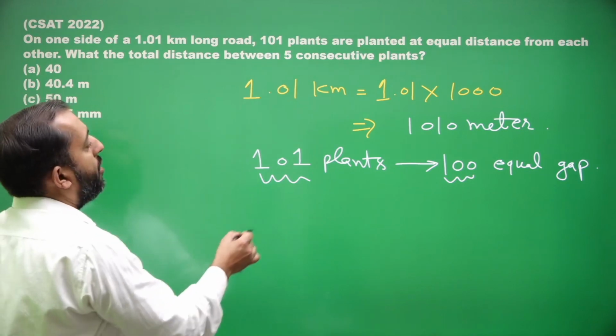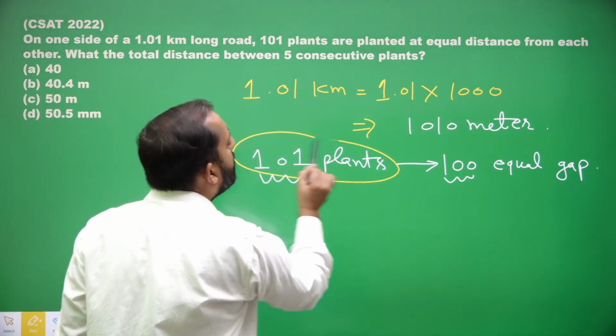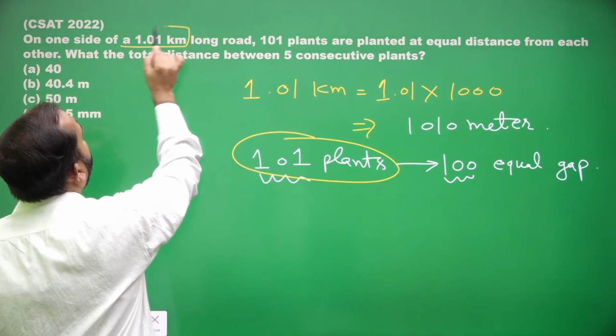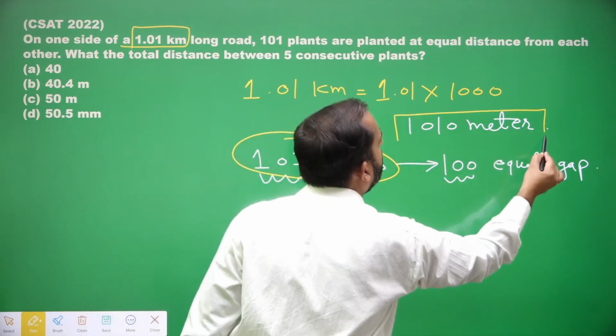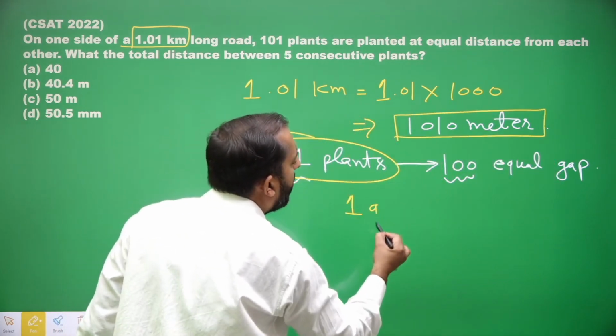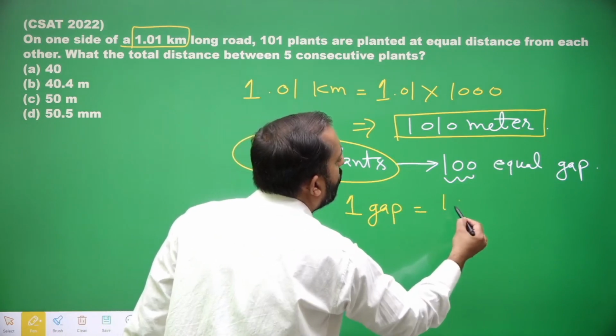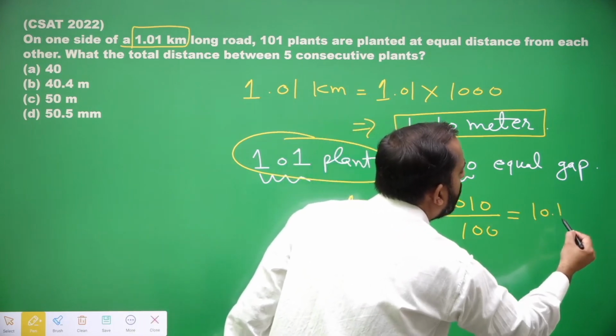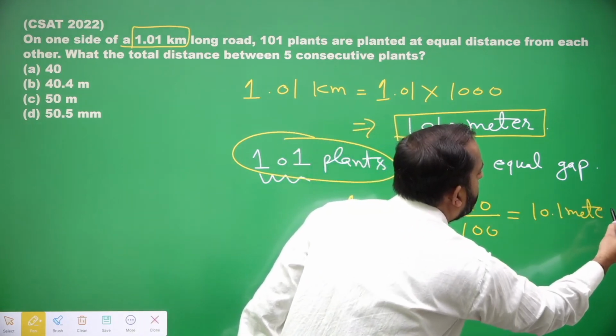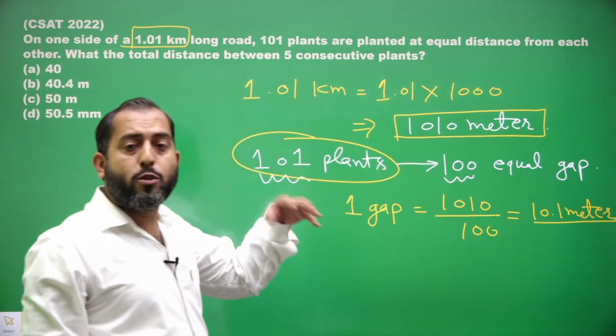Now, the total distance between 101 plants is 1.01 kilometer, which is 1010 meter. So the distance of one gap should be 1010 upon 100, which is 10.1 meter. So the distance of one equal gap is 10.1 meter.